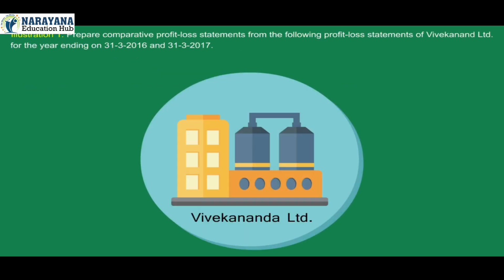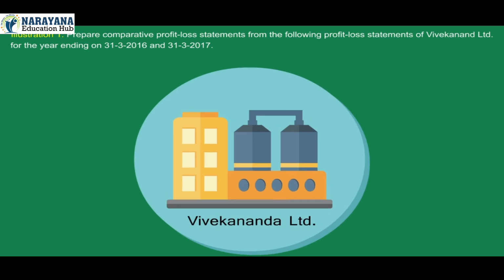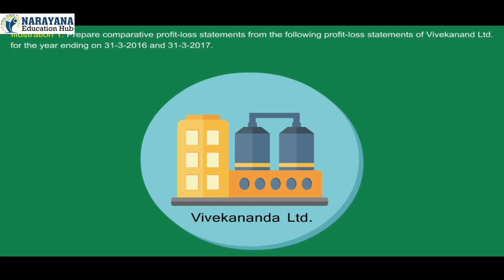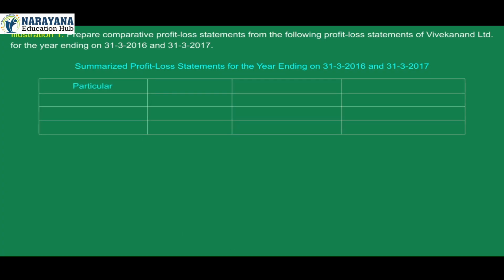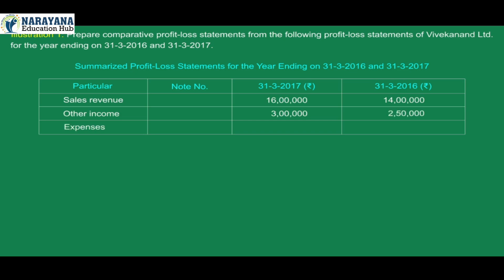Illustration 1. Prepare comparative profit and loss statements from the following profit and loss statements of Vivekanand Limited for the year ending on 31st March 2016 and 31st March 2017. Particulars, Note number, 31st March 2017, 31st March 2016. Sales revenue 16 lakh, 14 lakh. Other income 3 lakh, 2 lakh 50,000. Expenses 9 lakh 60,000, 7 lakh 20,000.